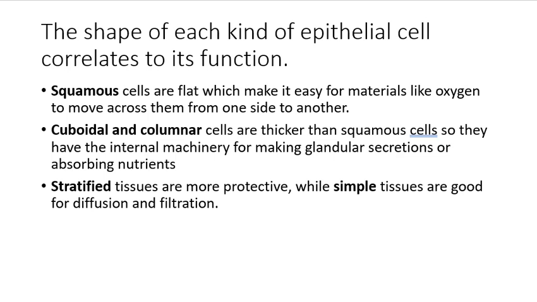So what are we seeing as kind of generalizations? Well, squamous cells are flat, so it's easy for materials to move through because it's a thin membrane. They also help reduce friction when they line the inside of a hollow organ. Cuboidal and columnar cells, they're much thicker, especially compared to squamous cells. So they have enough internal machinery where they can actually make glandular secretions or they can absorb nutrients. So you can kind of think of cuboidal and columnar cells as being big enough to hold stuff. And then stratified tissues are going to be much more protective than simple tissues because of their thickness. Simple tissues, like I said before, are better for diffusion and filtration.